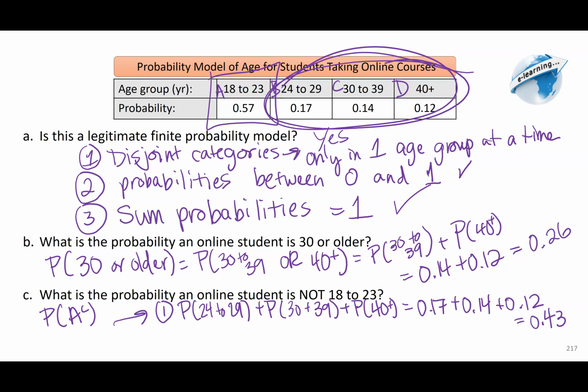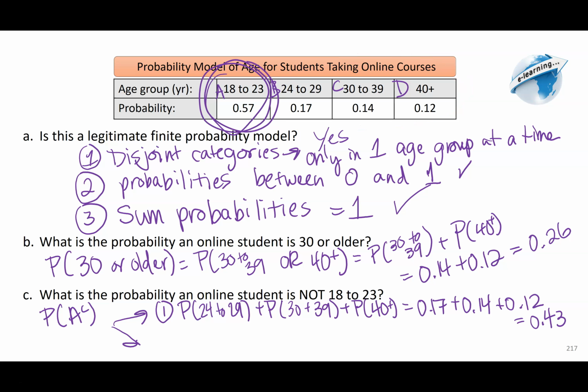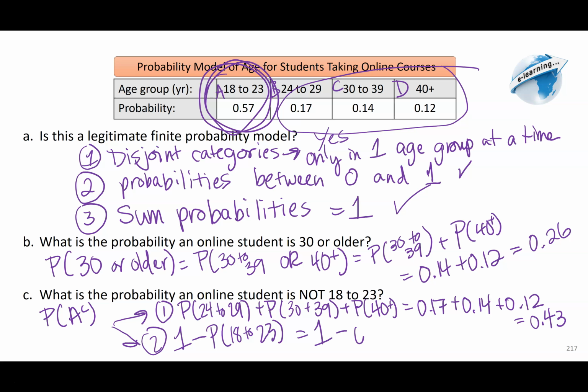Definitely check my math. The way I did it was I used the law of complements. What I focus on is I didn't want this one, I wanted everything else. You can say it's 1 minus the probability that they're in the 18 to 23 age group. So 1 minus 0.57, which is how I did the math so quickly on the first one. That's just going to be 0.43. These should match. If they're not matching, something went sideways somewhere.